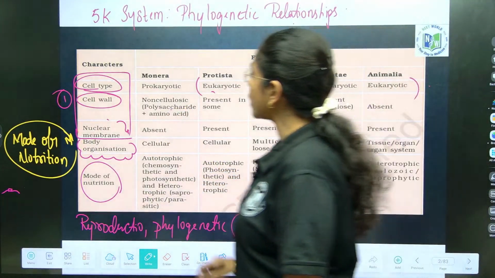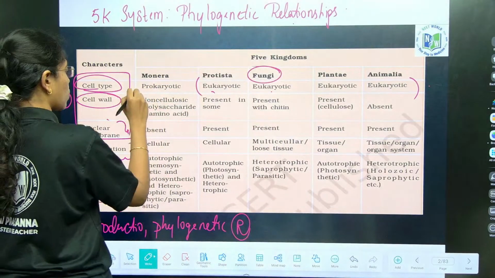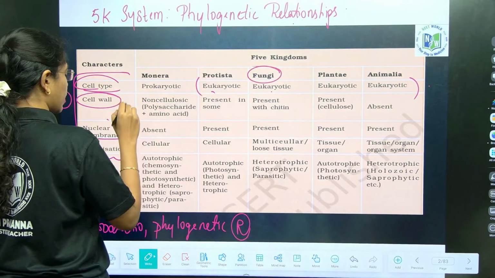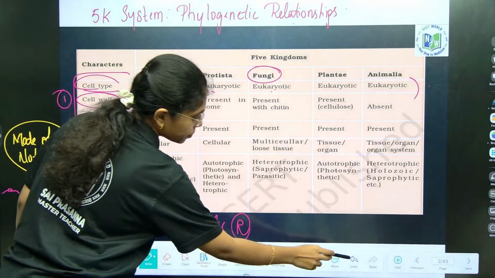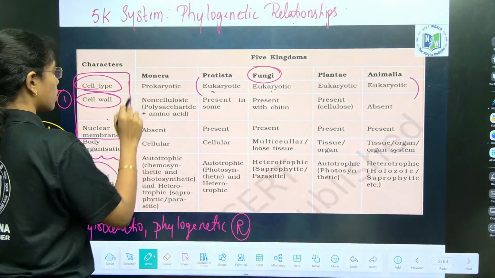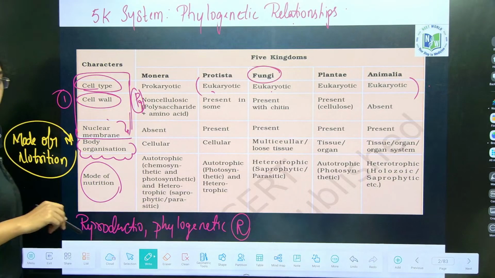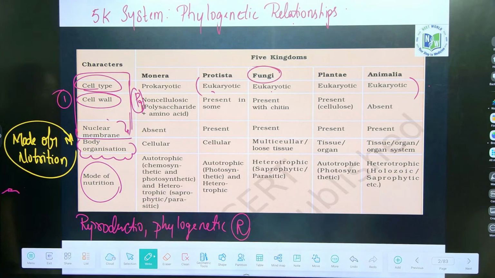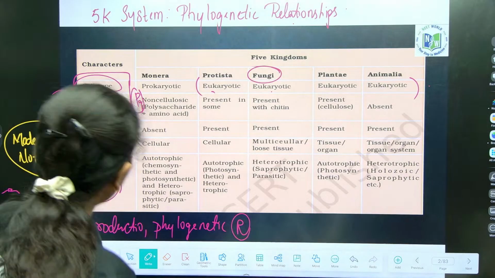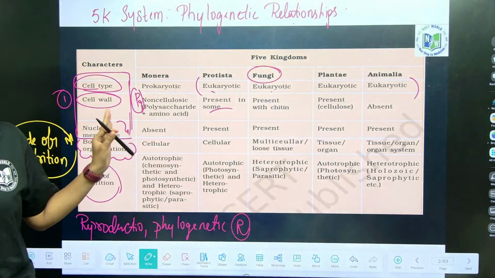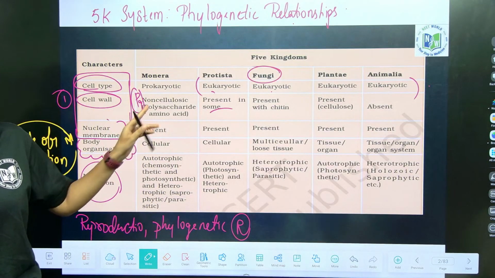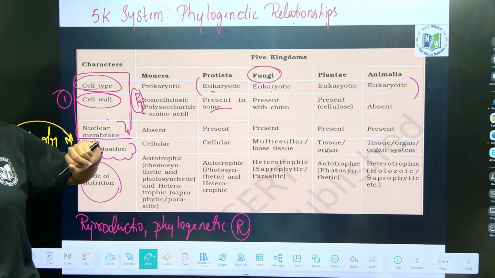What type of cell wall does it have? Peptidoglycan cell wall, which has polysaccharides and amino acids. And then in Protista, only in some is the cell wall present. Only in those plant-like protists is the cell wall present.